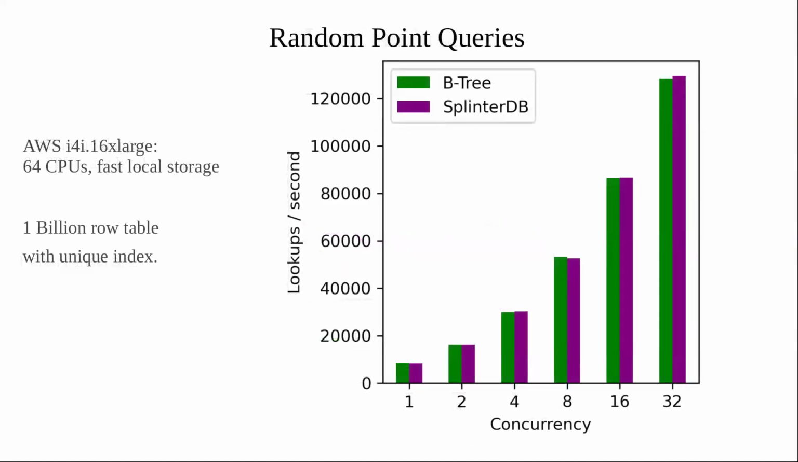Now here is the part of the talk where I introduce concurrency and parallelism. So this is random queries in the database. In theory, we might have slower queries because the height of the trees got taller. What this shows is that in practice, that doesn't happen. In practice, the point queries for SplinterDB and the B tree were exactly the same. And this is for any level of concurrency.